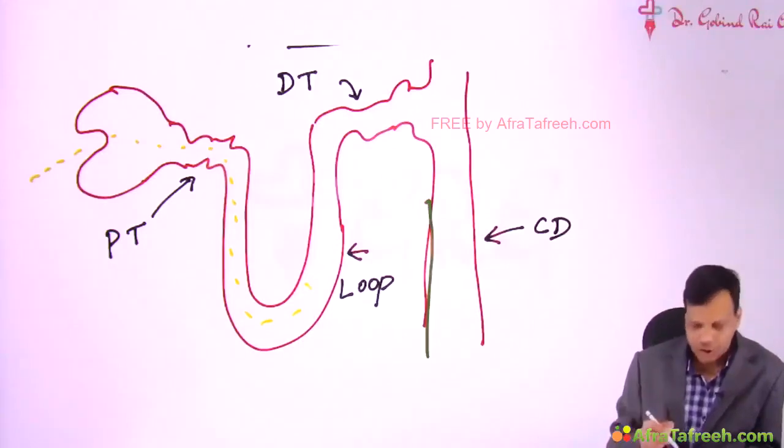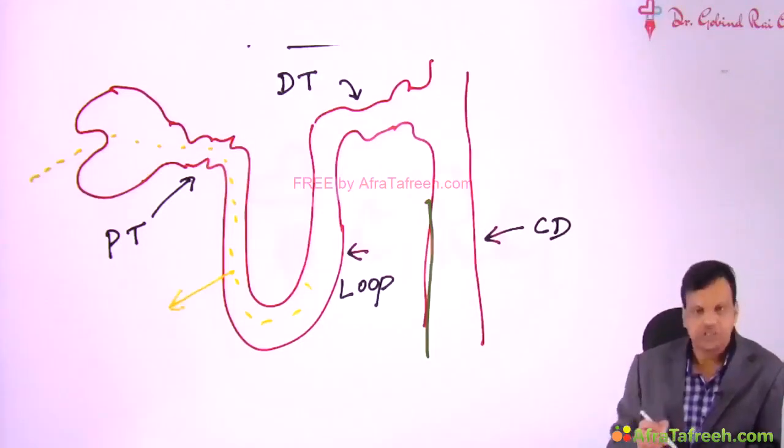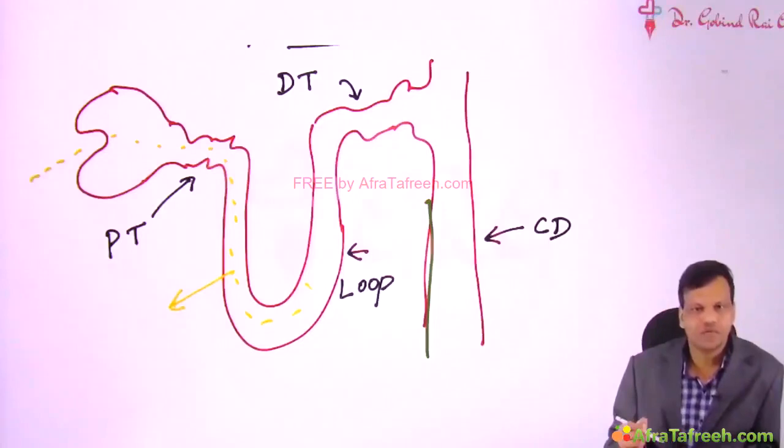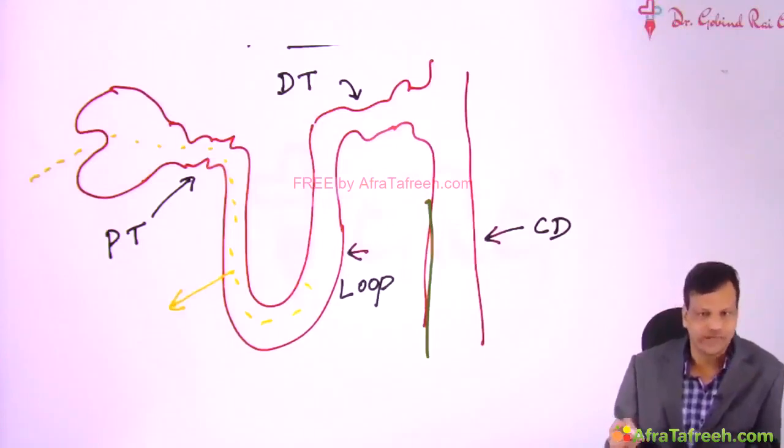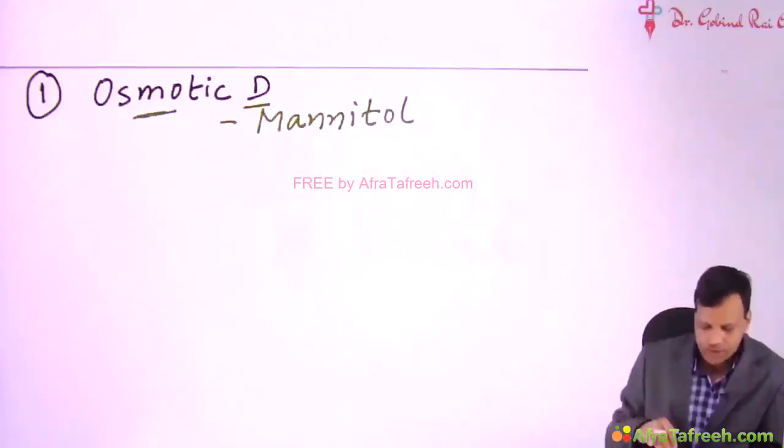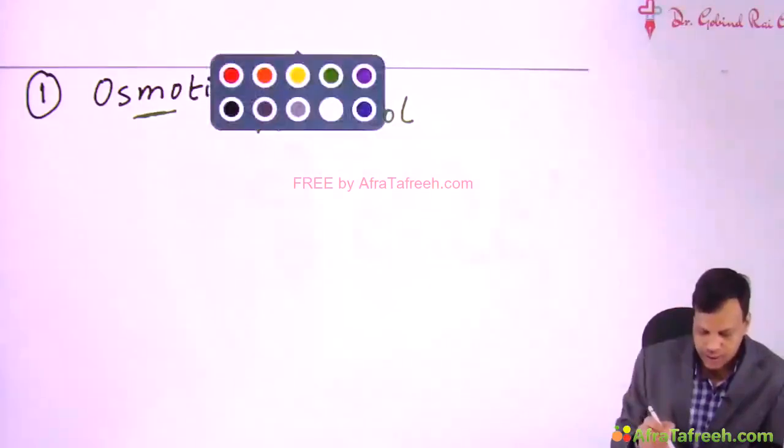Second, the drug should not be reabsorbed, because if it is reabsorbed, it will go away from the kidney. Third, it should be chemically inert. It should not produce any reaction. And most importantly, it should exert the osmotic effect. So there are 4 important properties for a drug to be an osmotic diuretic.